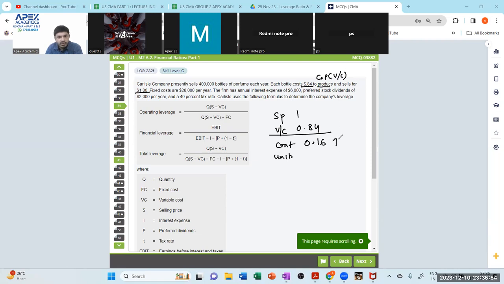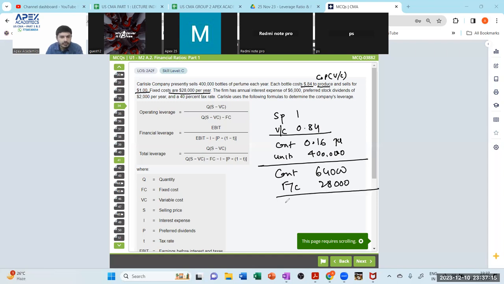Of course, this is per unit. How many units? 4 lakhs. Correct? So 4 lakhs into 0.16 is 64,000. What is this? Contribution. Fixed cost. What is your fixed cost? 28,000. EBIT. 64 minus 28. What is your answer? 36,000. Keep this much in mind.